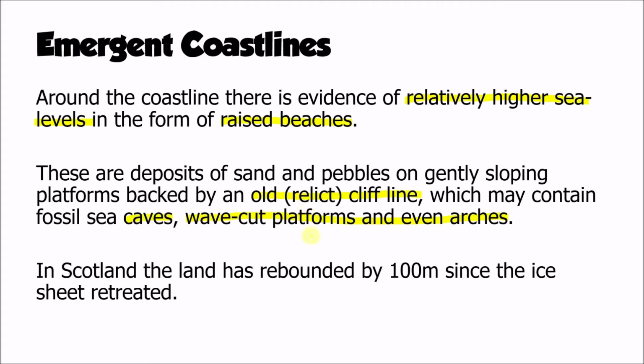So in Scotland, for example, estimates put that the land has rebounded by over 100 metres since the retreat of the ice sheet that covered the north of the UK in the last glacial maximum about 16,000 years ago. So those coastal features that were at sea level are now 100 metres or so higher than the present day sea level. Just going to cut now to a classic geography clip of Mr. Alan Titchmarsh having a look at some of these features in Scotland.